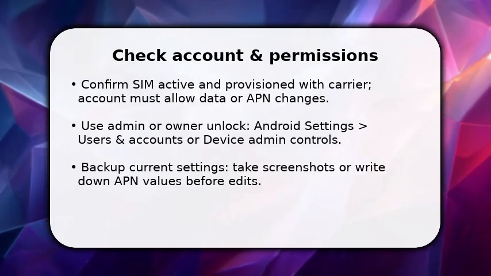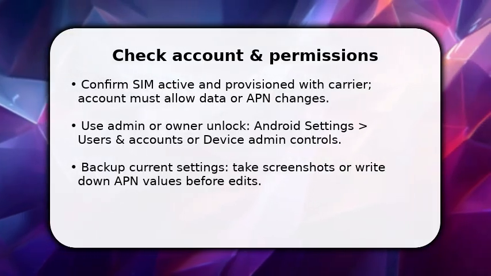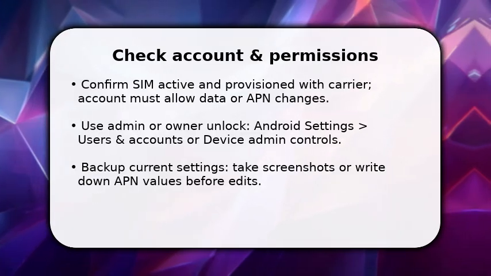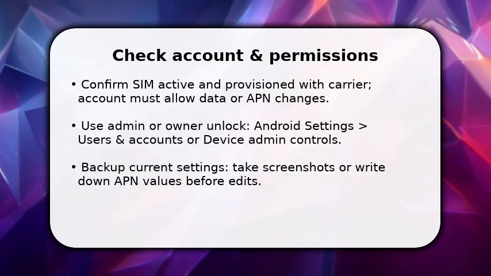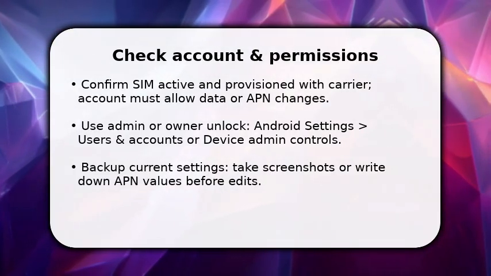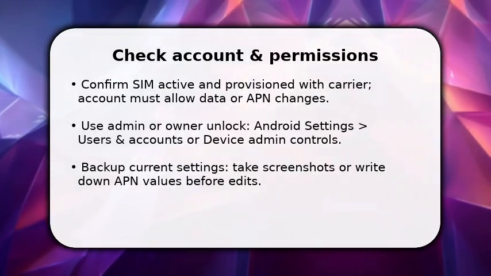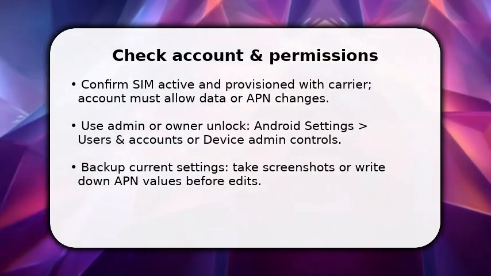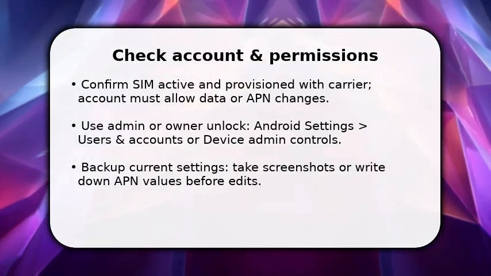You start by verifying your account status and permissions because the APN menu is tied to carrier provisioning. Check the SIM is active and has data service, then confirm you're the device owner or have admin rights. Once done, back up the current APN entries, screenshot or copy values so you can restore if needed. These steps prevent accidental lockouts and give you the credentials you'll need for the next configuration actions.